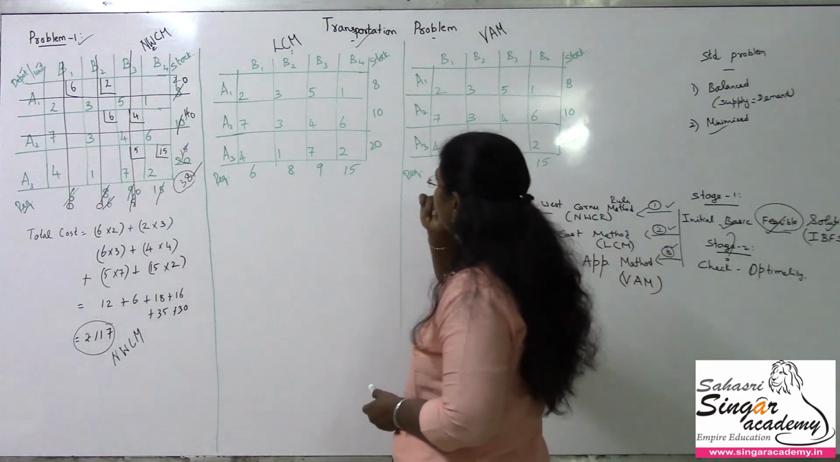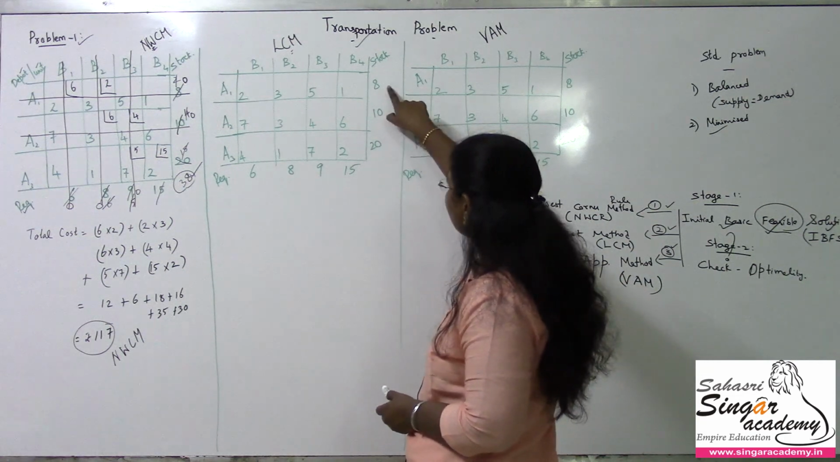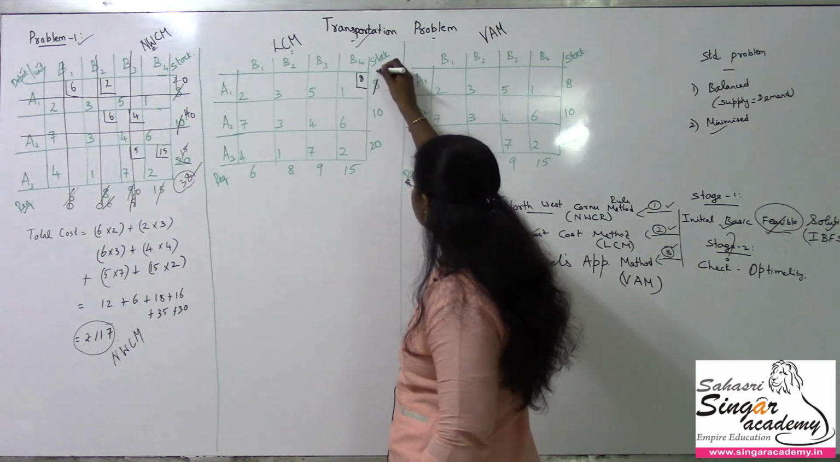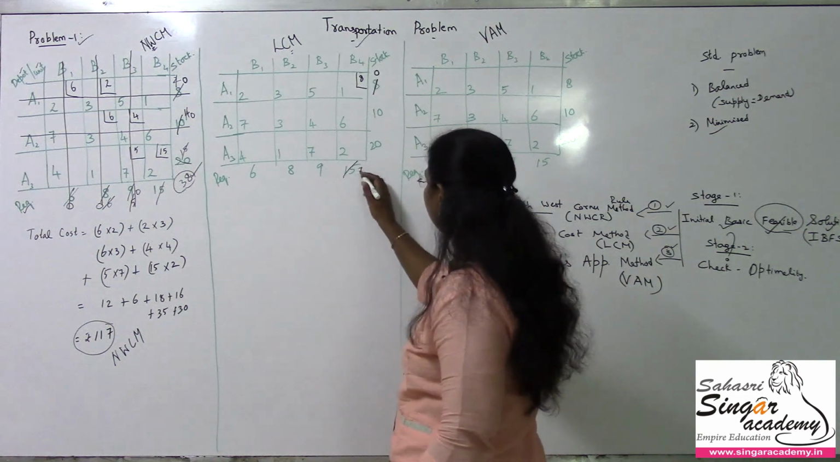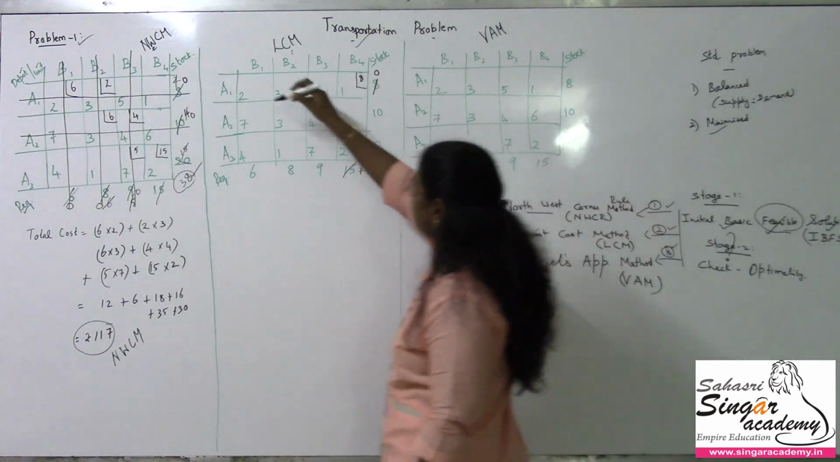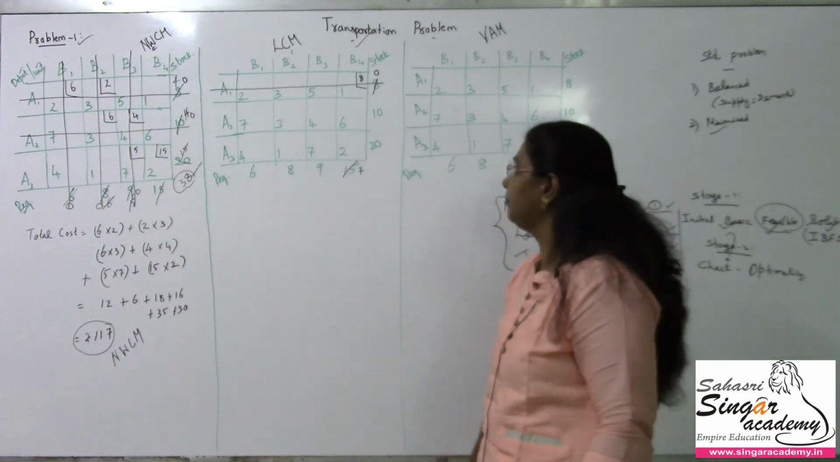So if you check here with respect to A1 and B4, the requirement for B4 is 15, but there is only 8 in stock. Please allocate it 8. So this becomes 0 and this becomes 7. You should be clear in subtracting the values. And this one is no more in discussion. So strike it out.